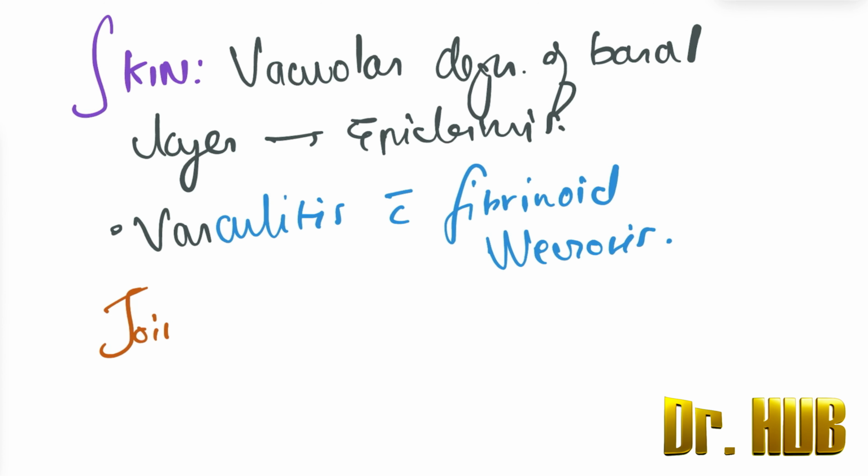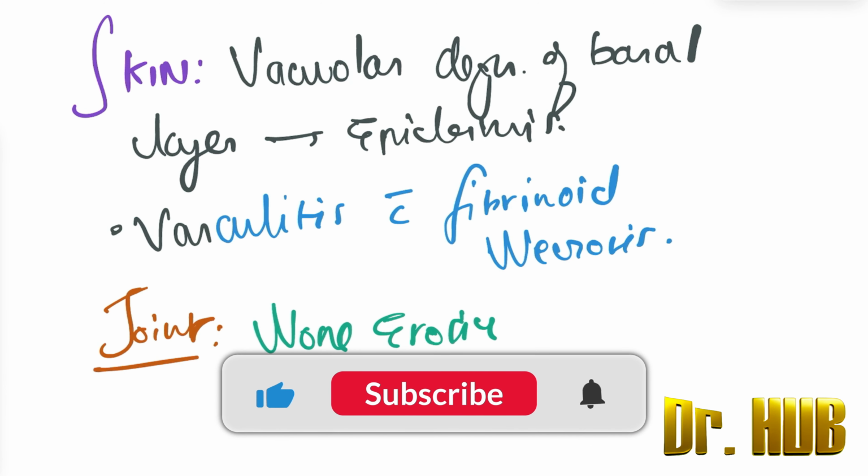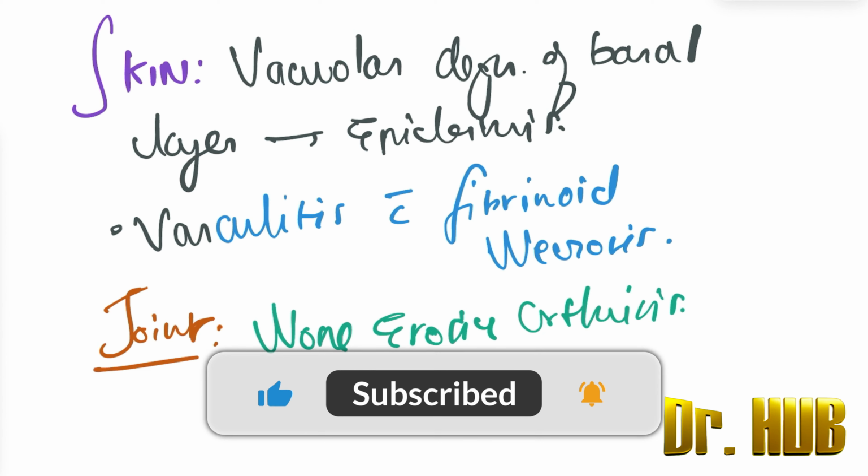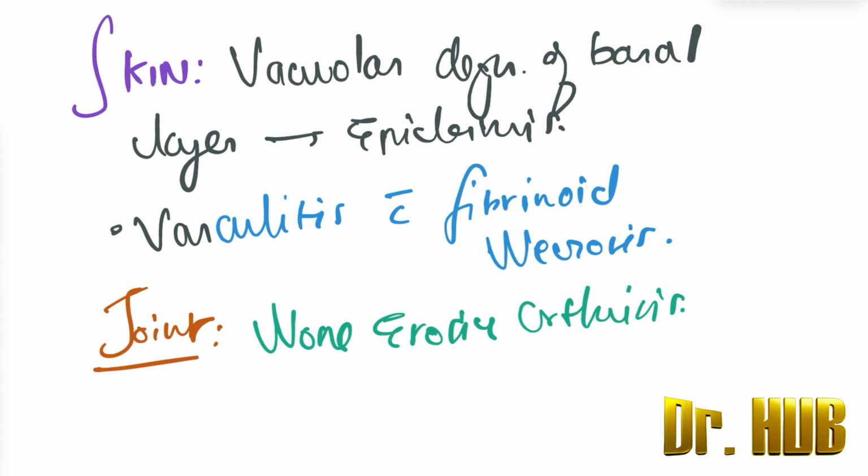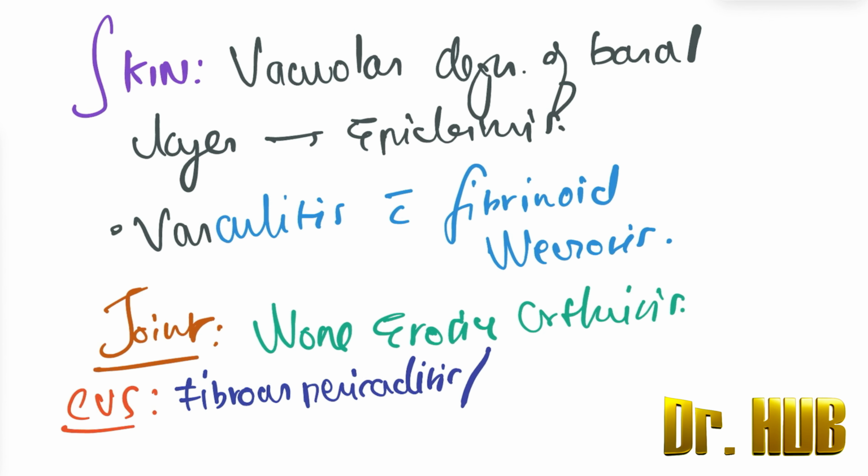Next we also look at the joints. What is this in the joints? The joints have a non-erosive arthritis. In case of the CVS, the cardiovascular system, what is specific? There is a fibrous pericarditis, as well as there is Libman-Sacks endocarditis.